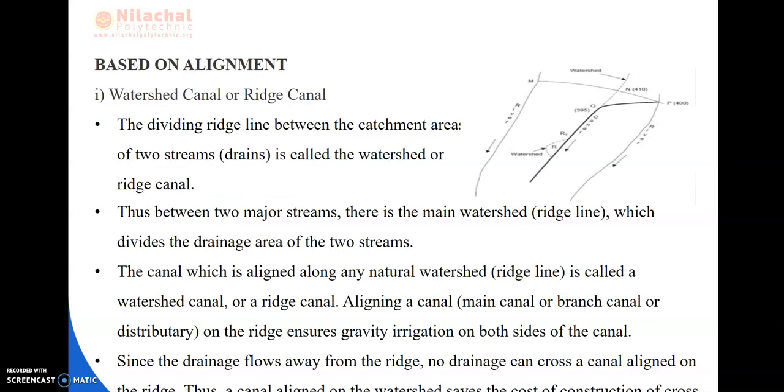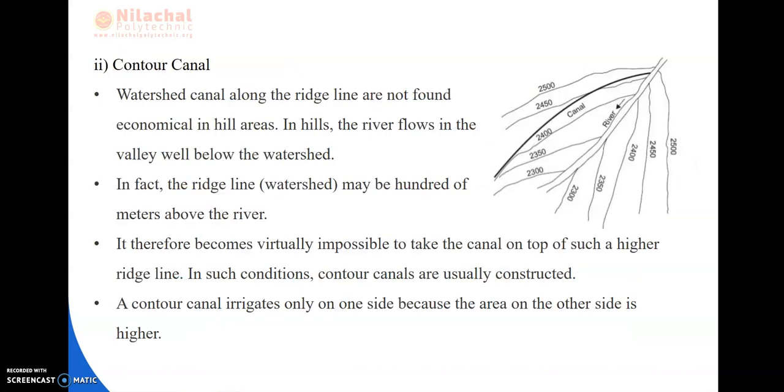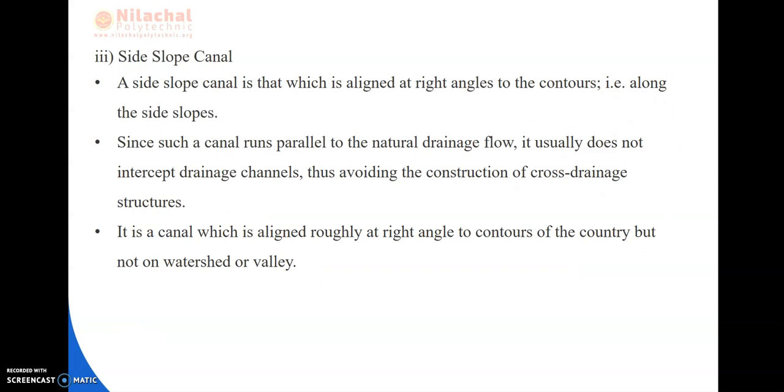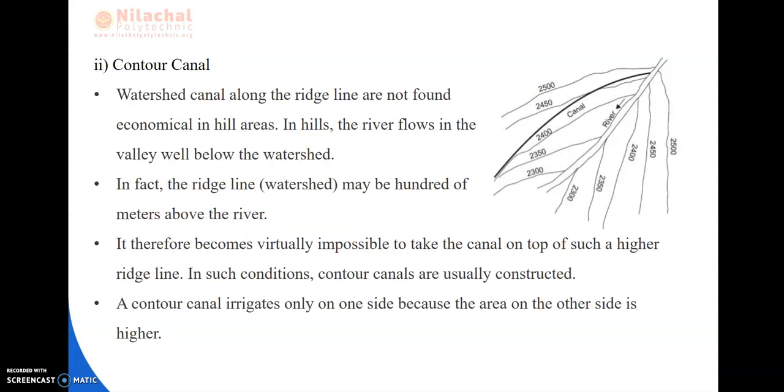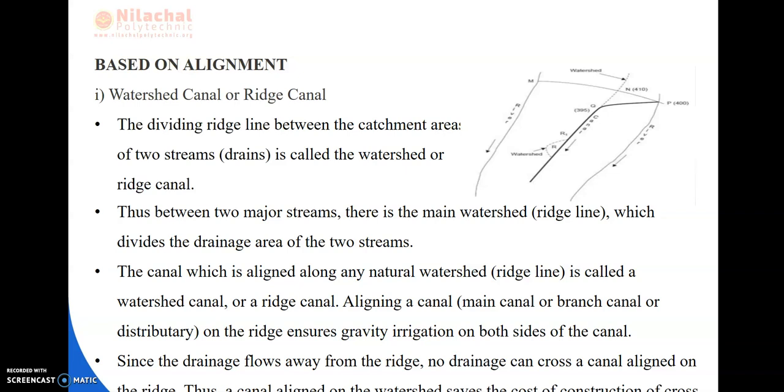Next, we'll be reading about types based on the alignment. You can see the diagram here. There are three types of canal based on the alignment: the watershed canal or ridge canal, the contour canal, and the side slope canal. These questions arise in every semester.